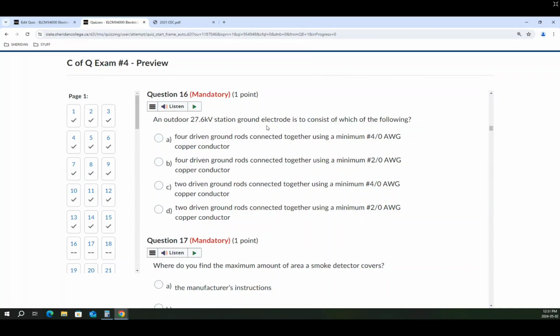So an outdoor station ground electrode is to consist of 4 driven ground rods, connected using a minimum 2 AWG copper conductor.